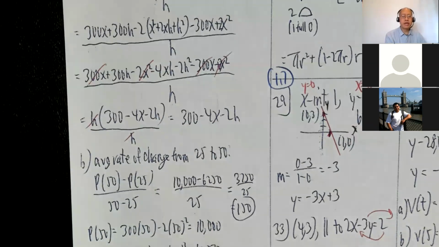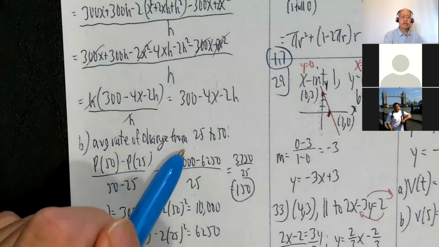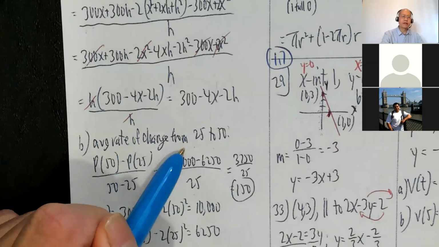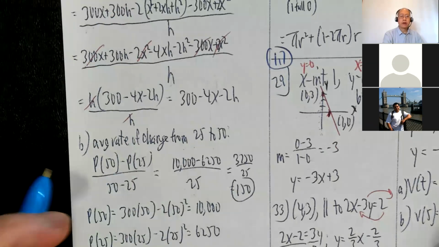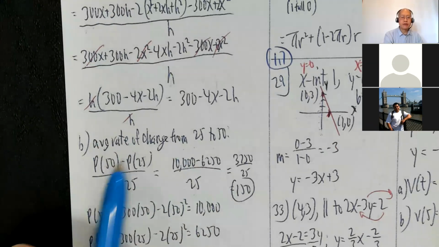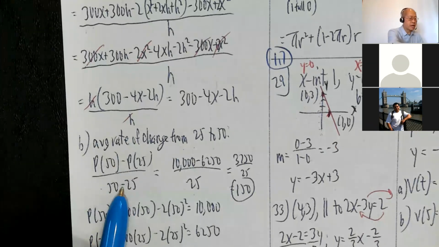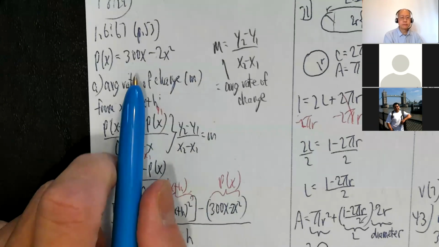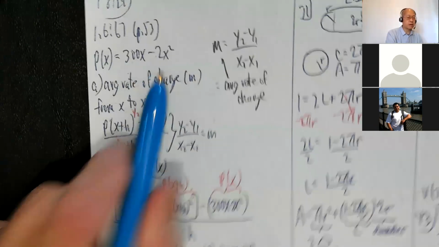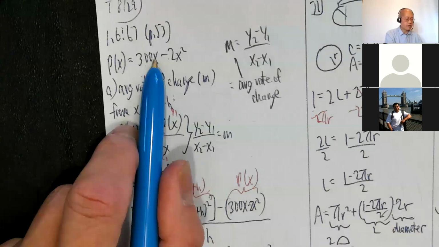Now, B, average rate of change from 25 to 50. It's much easier when you plug in numbers, as you can tell, rather than all this x and h stuff. So average rate of change from 25 to 50, I find P of 50 minus P of 25, divided by 50 minus 25. Okay, so that means P of 50, plug in 50 right here. I'll just tell you what it comes out to be. You can punch this in as well as I can, or even better. Put a 50 there and a 50 there.